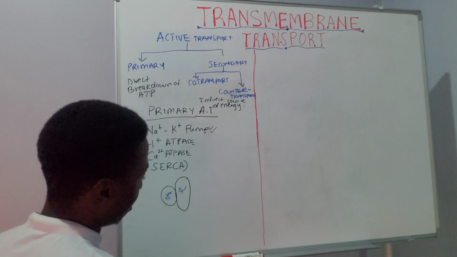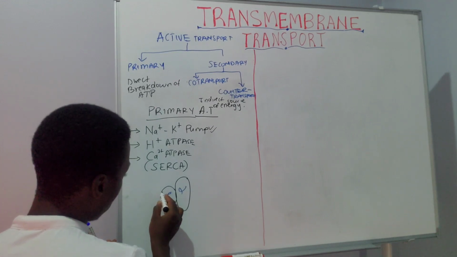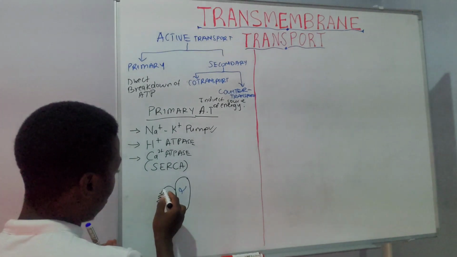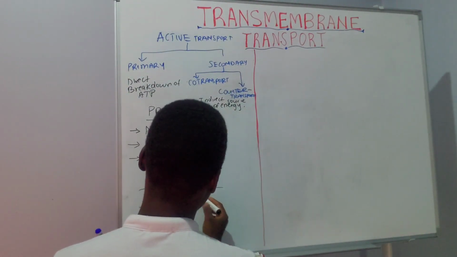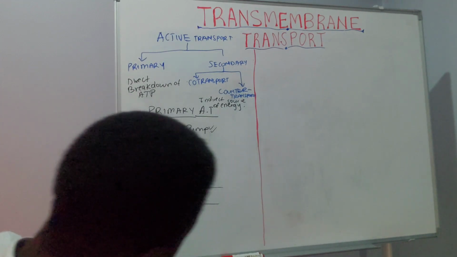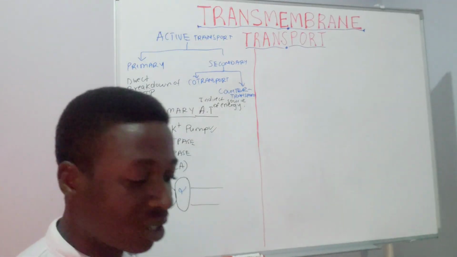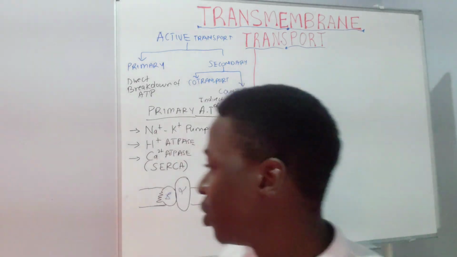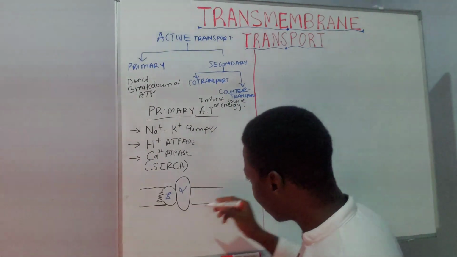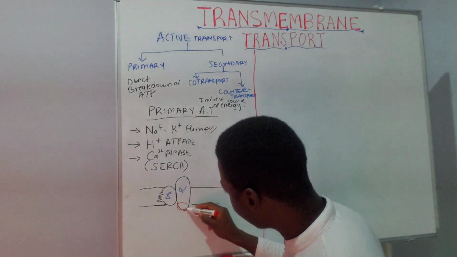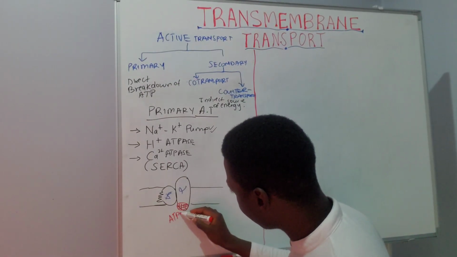So the two subunits have different roles. The beta subunit helps to anchor this channel into the cell membrane. So this is one most important role. And then this alpha subunit is a functional protein. It plays a functional role, which will be mainly the movement, as we shall see, but it also has something very important called an ATPase enzyme.